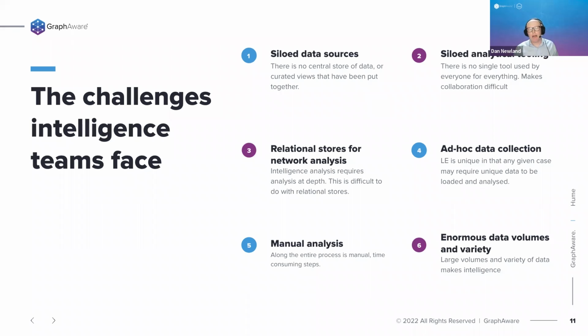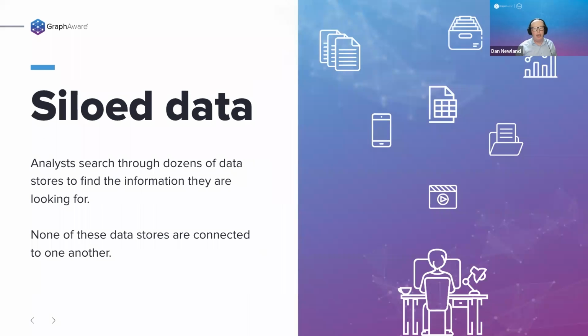We're now going to walk through each of these six and explain how a combination of Neo4j and Hume can help to solve some of these particular challenges. The first is siloed data sets and siloed data.